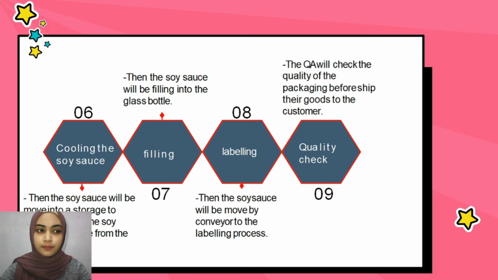If there are some rejected products, the QA will decide either the production needs to be done again, or just throw the rejected product into the rubbish.